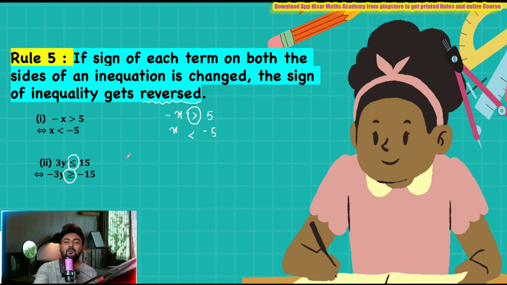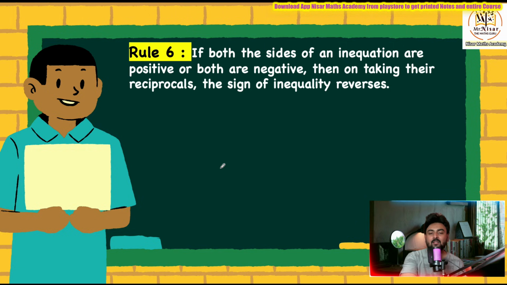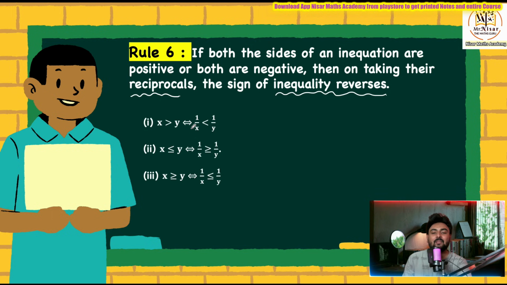Let's move ahead and try to understand the next rule. So we have the next rule here. Rule number 6: if both the sides of an inequation are positive or both are negative, then on taking the reciprocals, and here the important keyword is reciprocal, the sign of inequality reverses. So children, if you have noticed, in the first three rules the sign of inequality was the same, and in the next three rules 4, 5 and 6 the sign of inequality was changing. So let's see here how it's changing. I have given you an example.